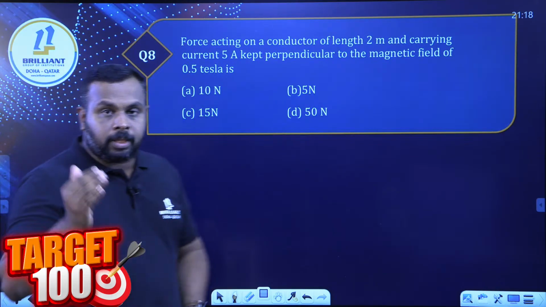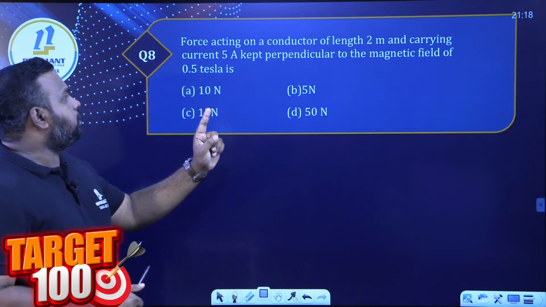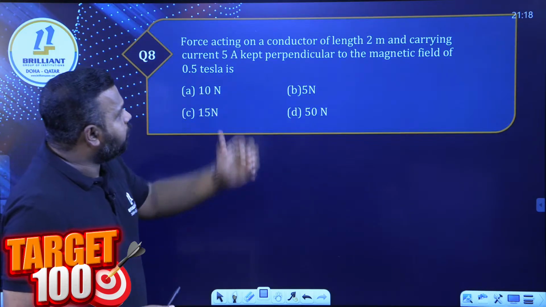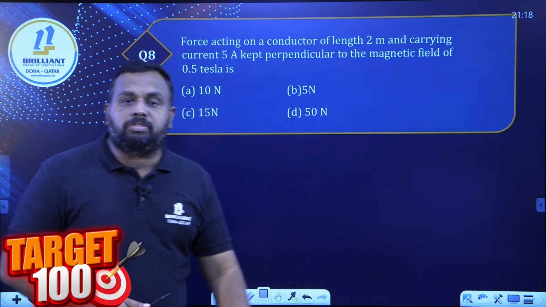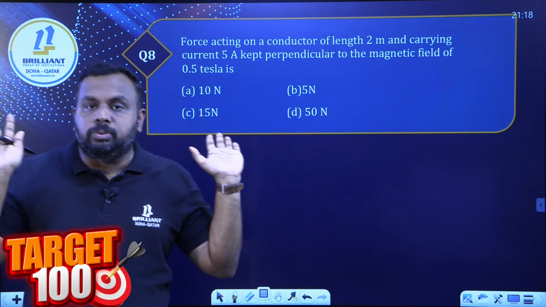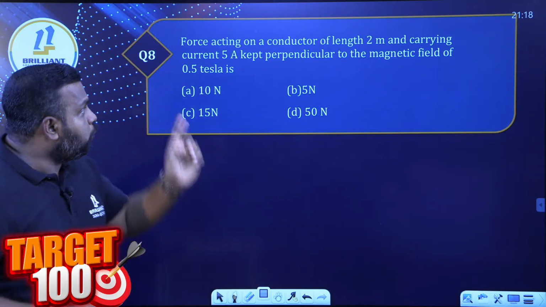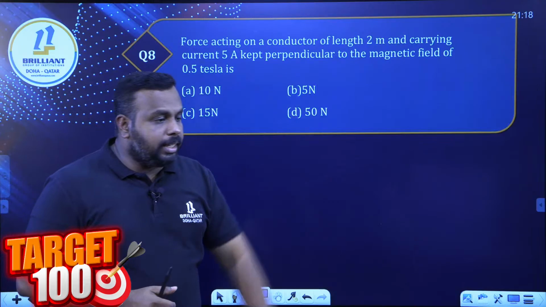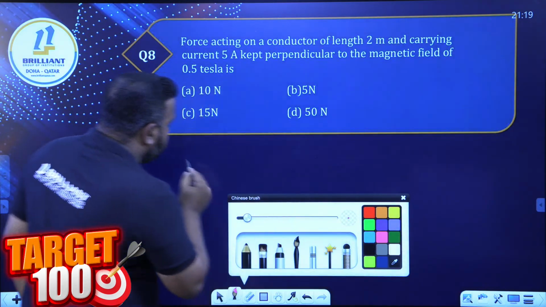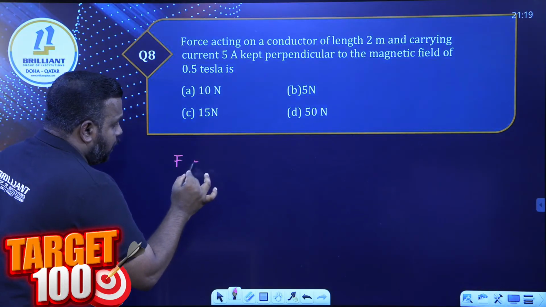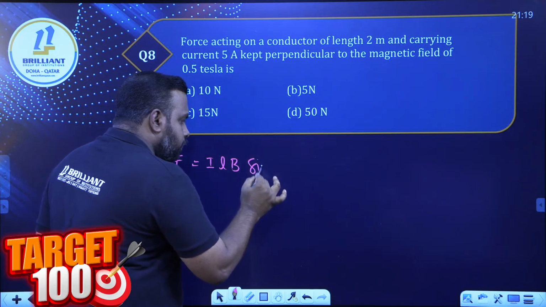Question number 8. Listen please. Force acting on a conductor of length 2 meter and carrying current 5 ampere, kept perpendicular to a magnetic field of 0.5 Tesla. It is a direct numerical. Just recall the formula and substitute. Force acting on a current carrying conductor. What is the formula for that? The formula for force acting on a current carrying conductor is I L B sine theta.